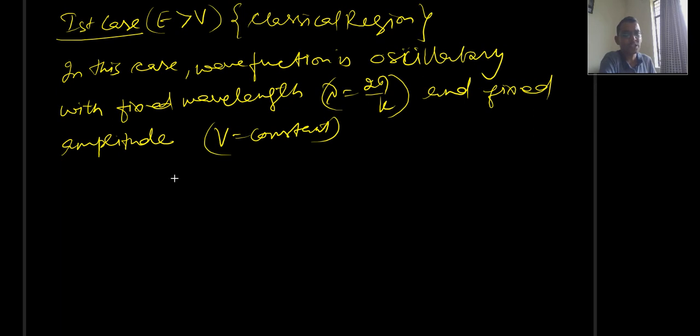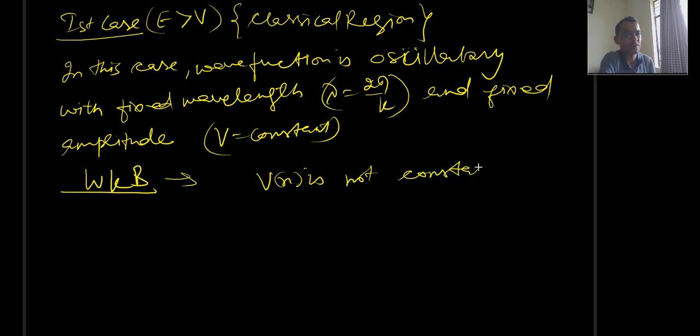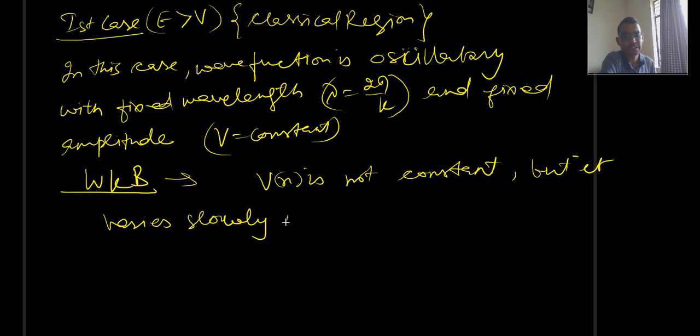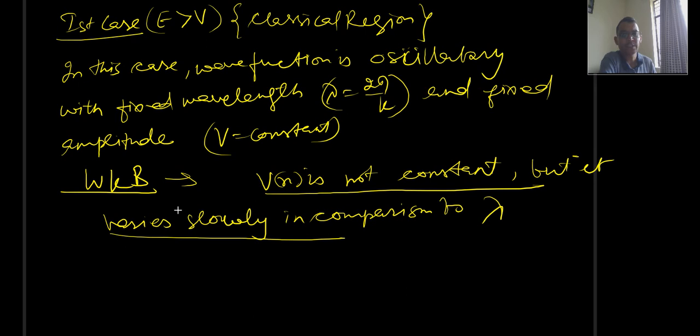So in WKB approximation, we assume that V(x) is not constant, but it varies slowly, very slowly in comparison to wavelength, in comparison to lambda. That's what we will assume in the WKB approximation.